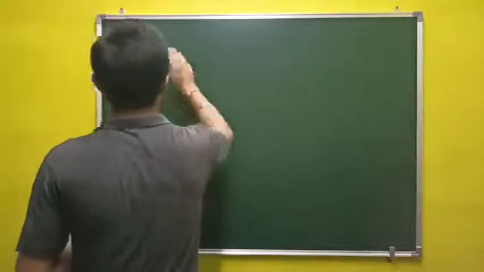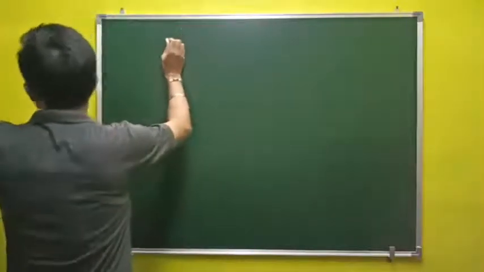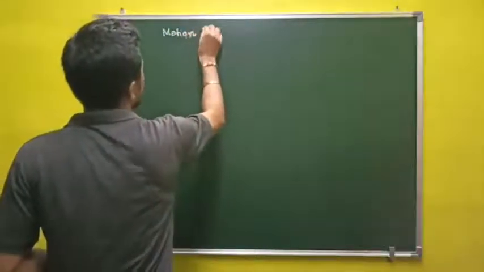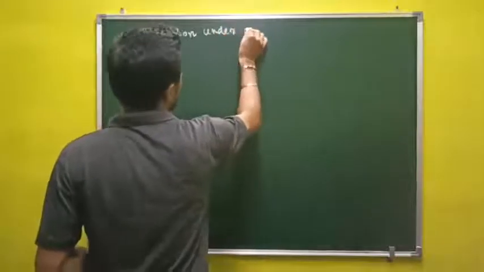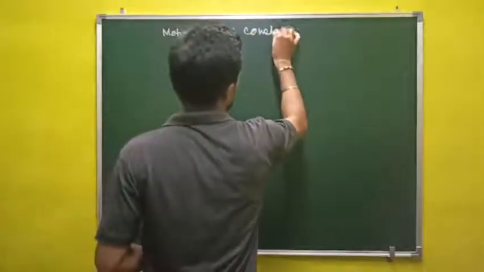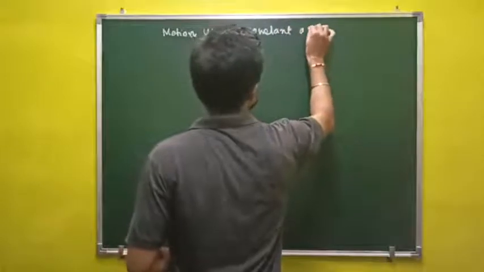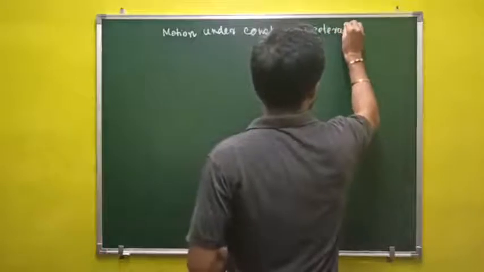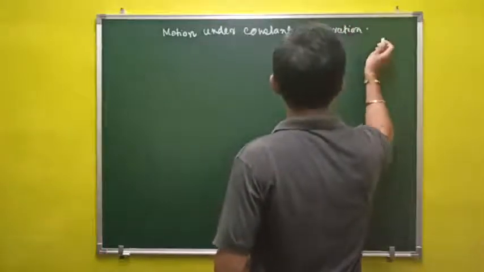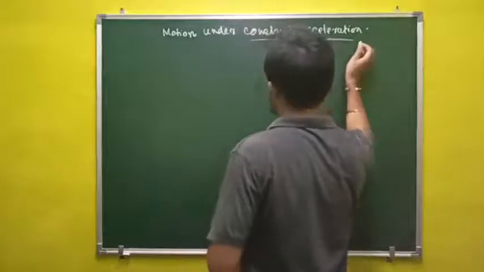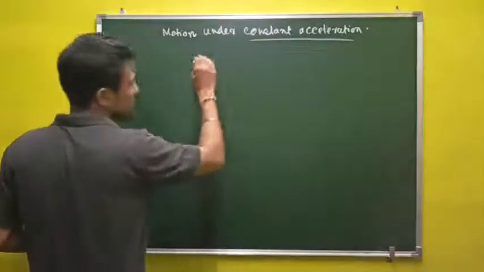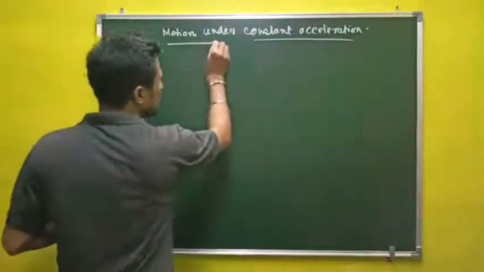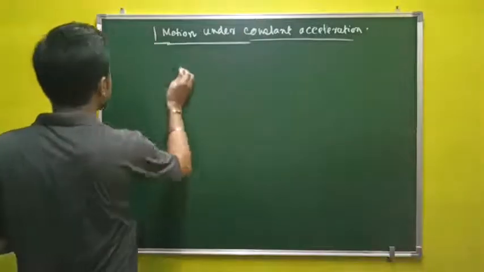So just write the heading: motion of a particle under constant acceleration. In this case, the acceleration remains constant. When a particle moves under constant acceleration, that motion is governed by four Newtonian equations of motion.